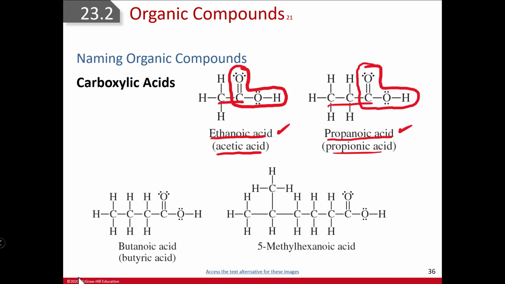Same thing here. This is 4 carbons long. You see the functional group that tells you it's a carboxylic acid, and so I would call that butanoic acid. But the old name is butyric acid. And you think of butter, and when butter becomes rancid, we get this smell like that. And so that's where you're going to hear the word butyric acid.